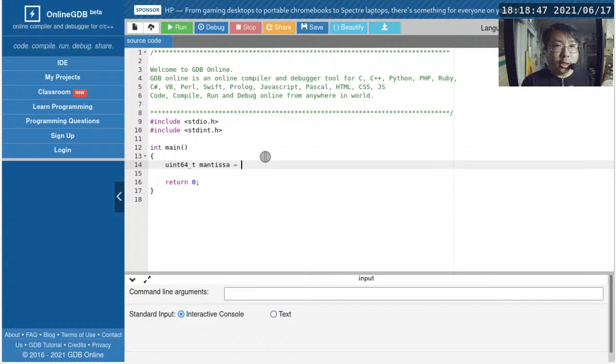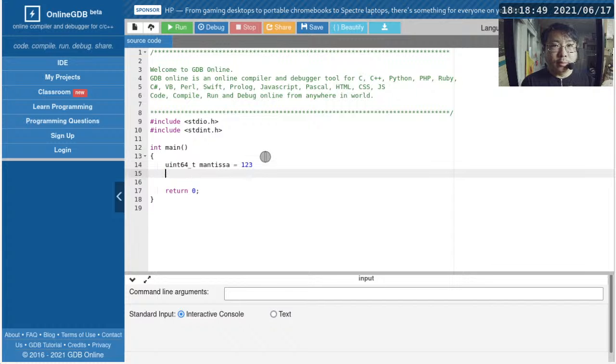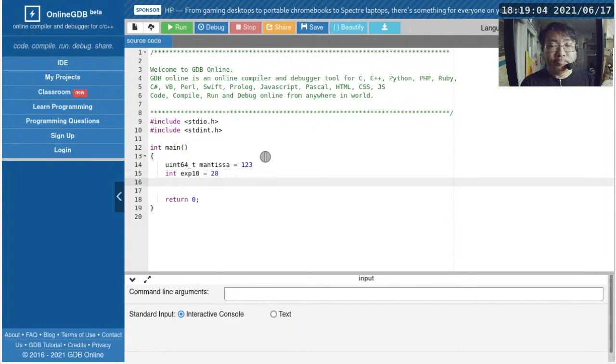And initially it is 123. And then we'll have a regular int to represent the exponent of 10, exp10. And initially that was 28 in our example. And then we'll specify exp2, which is initially 0, because this is the initial exponent of 2. Because 2 to the power of 0 is just 1, so we can always assume that as the exponent of 2.